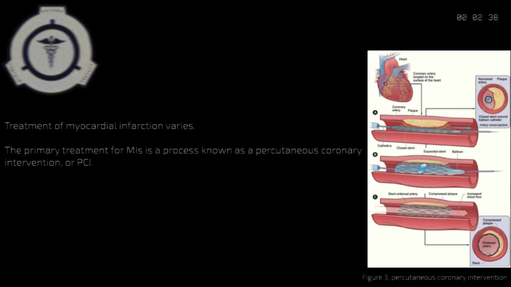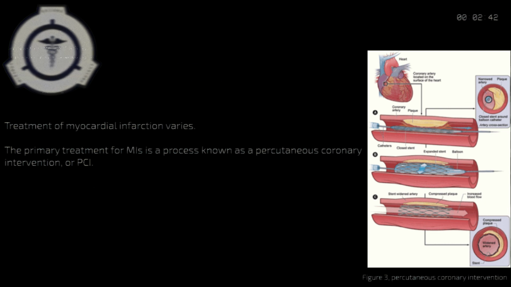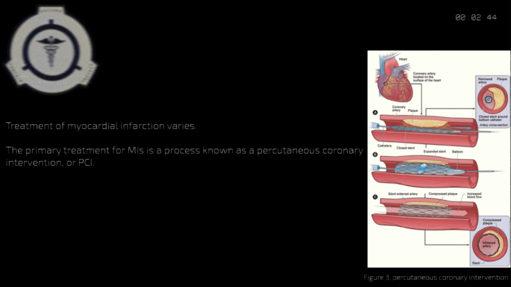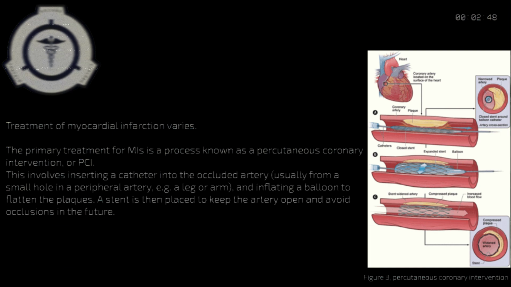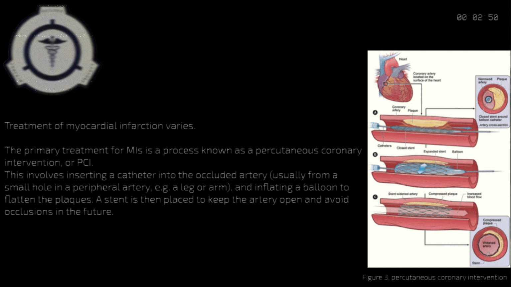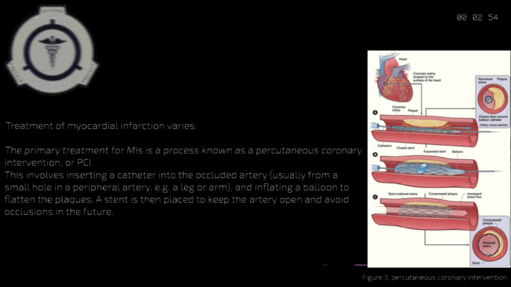Treatment of myocardial infarction varies. The primary treatment for MIs is a process known as a percutaneous coronary intervention, or PCI. This involves inserting a catheter into the occluded artery and inflating a balloon to flatten the plaques. A stent is then placed to avoid occlusions in the future.